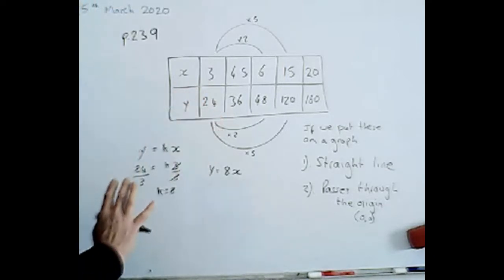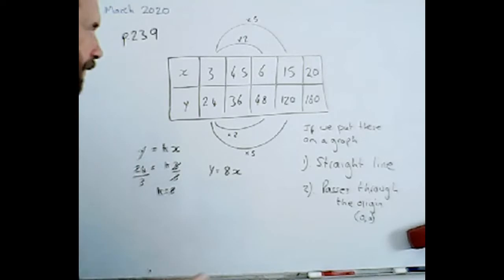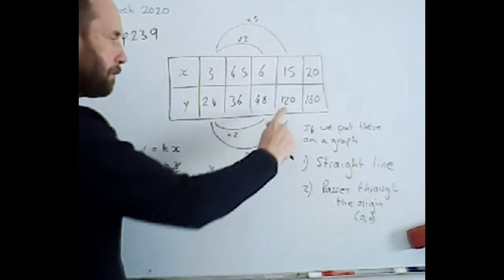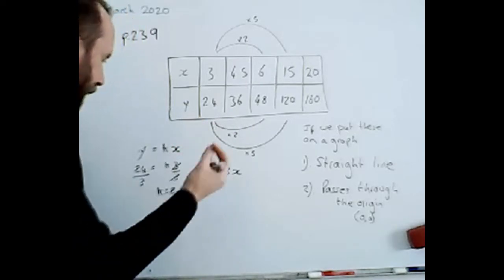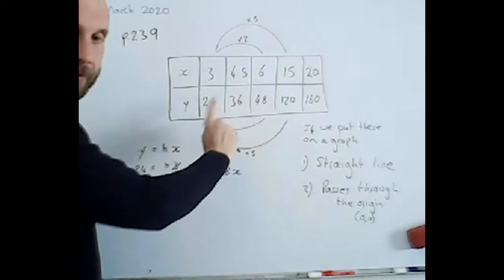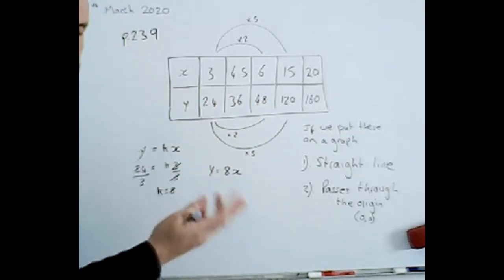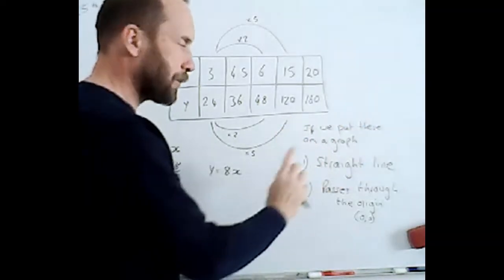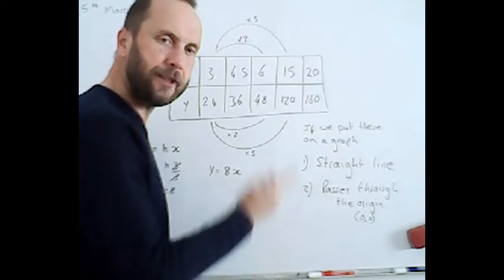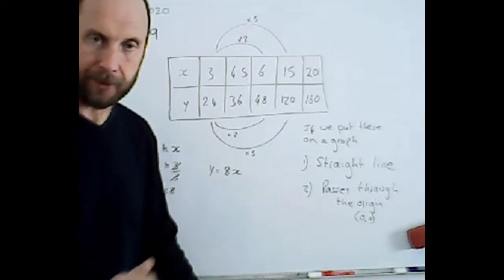If you have some information and the question asks you, is it in direct proportion? First of all, look to see if it times by the same numbers. Then work out your formula. If the formula works for two different sets of information, then it's in direct proportion. The second thing, if you put it onto a graph, then if it's a straight line and it passes through the origin, then it's in direct proportion. Okay? Straightforward. That's direct proportions.